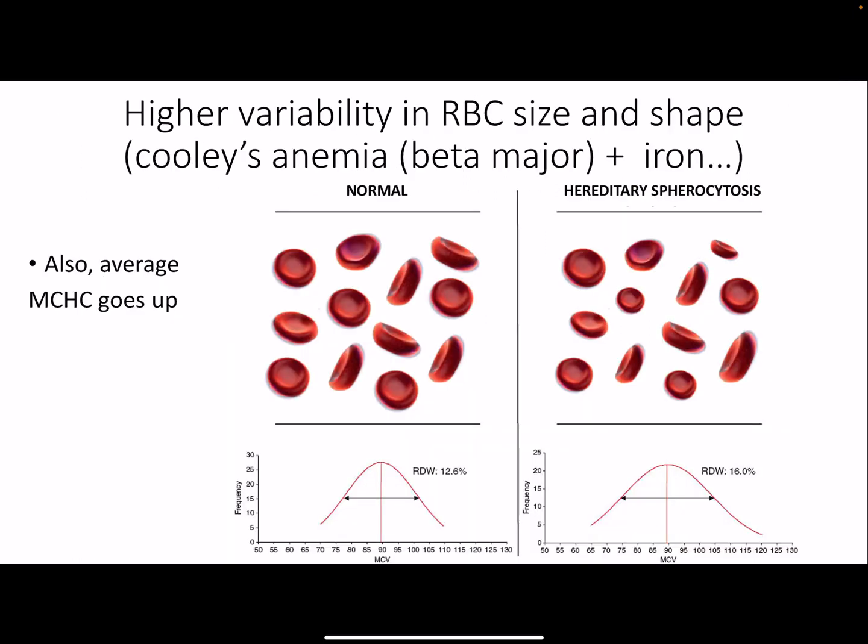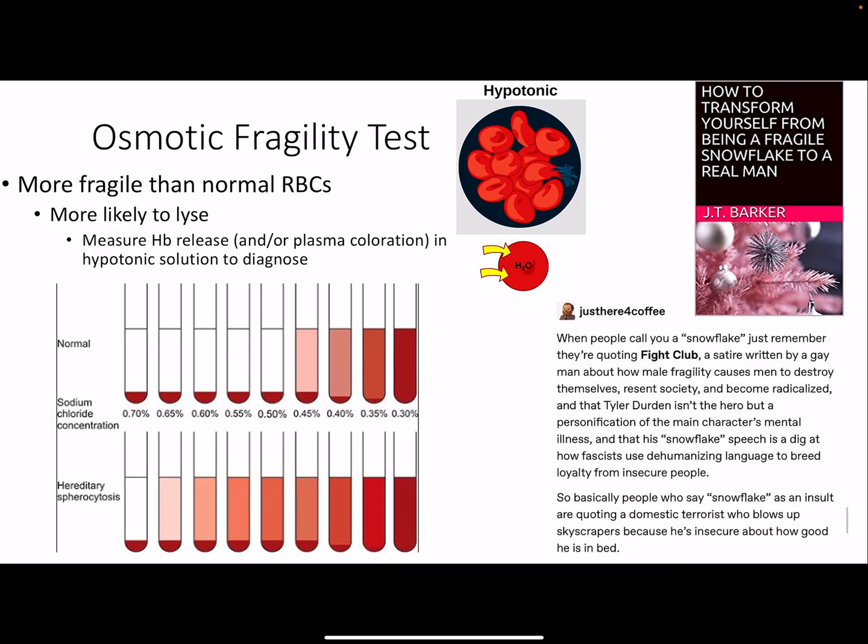Like we saw in Cooley's anemia, which is beta thalassemia major, like we saw in iron deficiencies, we will have higher variability in red blood cell size, which is just to say that the RDW is a little bit higher here than it would be in a wild type healthy cell. Also, the mean corpuscular hemoglobin concentration goes up, but that might be less important. Because they're spherical, there's a purpose to the shape that they have. It might sound good to be spherical, but it's actually much less stable and more fragile.